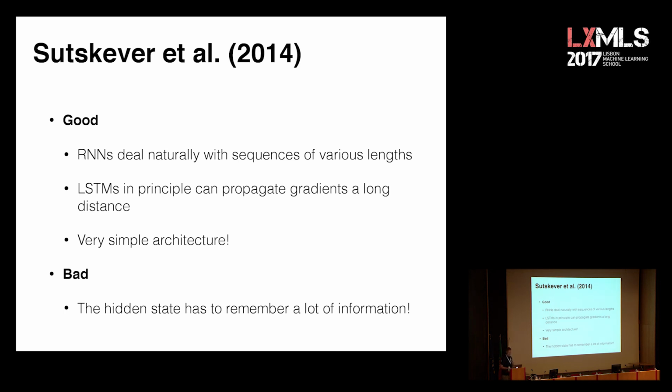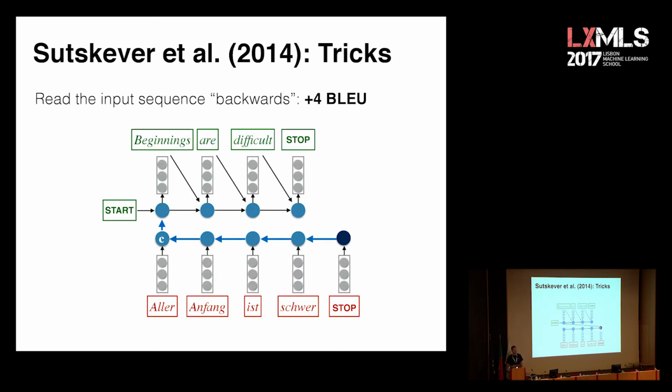So the downside, though, is that the hidden state has to remember a lot of information. Sort of everything lives in C. And we're gonna come back to this very shortly. So there are a couple of tricks that I think are worth mentioning about what they did to improve the performance. Translation, briefly, for those of you who haven't seen this stuff before, is evaluated automatically using a metric called BLEU. The more the BLEU score goes up, the happier you are.